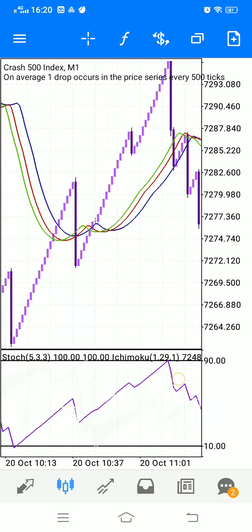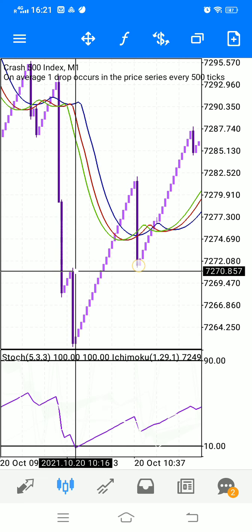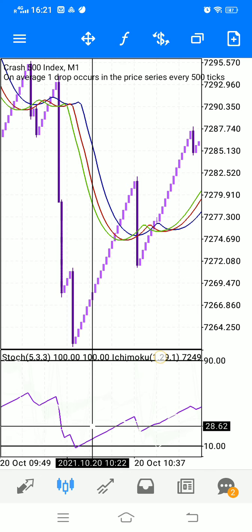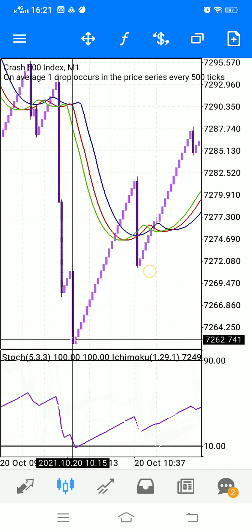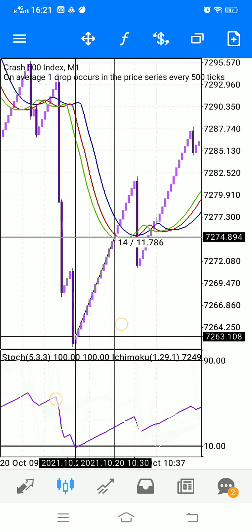So we continue looking over here. This is a perfect one. After the spike, with the Ichimoku touching level 10, we enter the trade and we take our profits once we touch the green line on the alligator, and that's 14 candles.